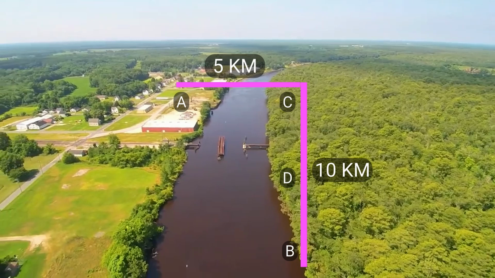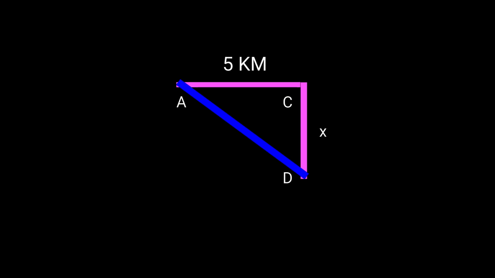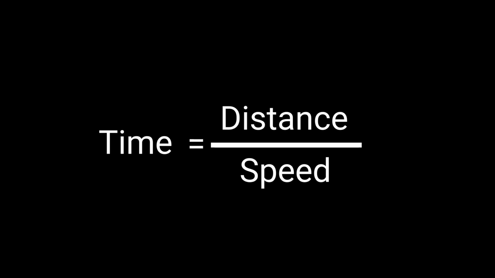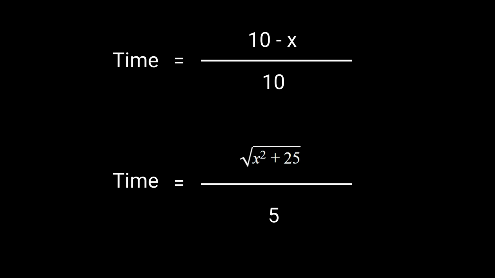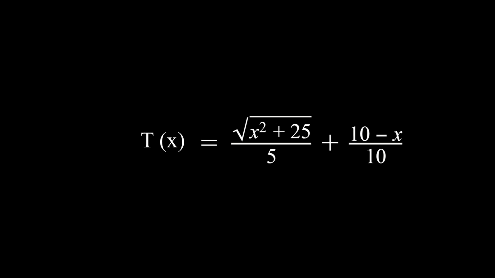Let's draw a diagram. We'll calculate the distance traveled over water with Pythagoras' theorem, substituting this side with x. This would allow us to find the distance traveled over land as well. Since we know that time equals distance over velocity, we divide our distances by their respective velocities, giving us two equations for time taken on the water and on land. By adding the two functions together, you get the total time for the trip. This is what we're trying to minimize.